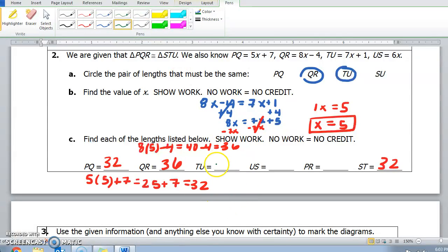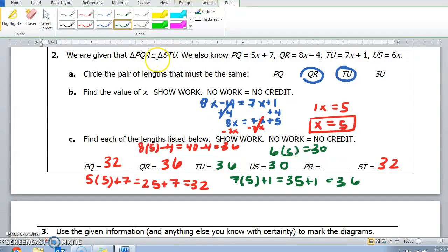Next, for TU, we could say it's just 36 due to the fact that these are congruent, but why not plug it back in as well? So TU was equal to 7 times x, so in this case 7 times 5, plus 1. 7 times 5 is 35, plus 1, we get 36, which is the same as QR. Next, for US, we saw that it was equal to 6x, so we just plug in 5, so 6 times 5 is equal to 30. US is congruent to PR, so we know that that will be 30 as well. And now we're done.